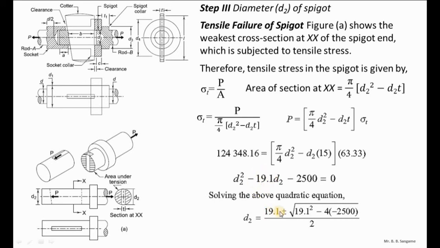So minus, it will be plus minus root of B square. So again minus 19.1 bracket square minus 4 into A, the coefficient of d2 square, which is 1. Next is C, it is 2500. So divided by 2A, again A is 1, so 2 into 1. After the simplification I found that d2 is 60.45, or we can take it as 65 mm. Okay, so finally we have calculated the diameter of spigot, which is d2.